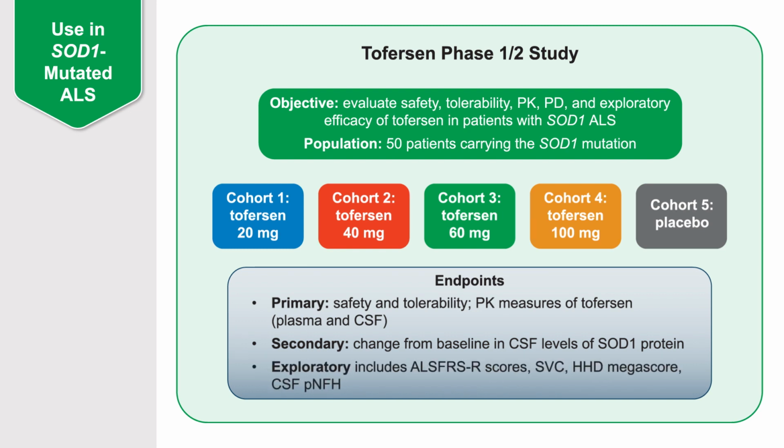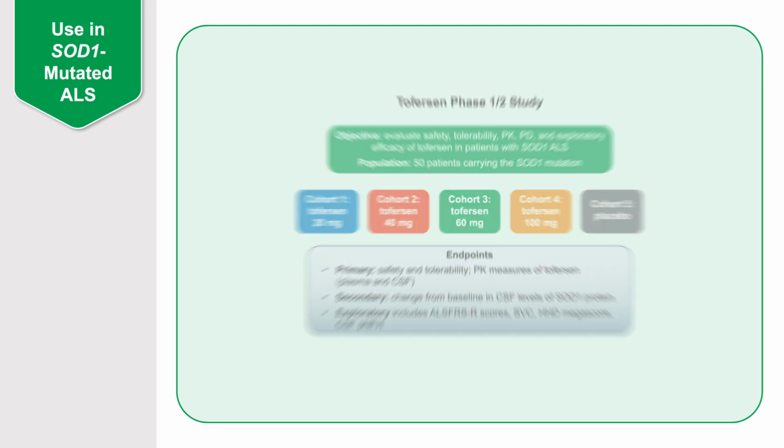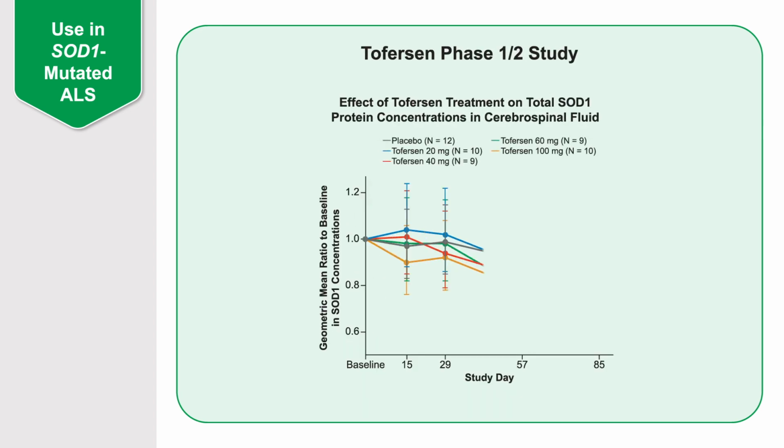Exploratory endpoints included clinical measures like the ALS Functional Rating Scale, vital capacity to measure breathing, and muscle testing, as well as cerebrospinal fluid phosphorylated neurofilament heavy chain. In the early phase clinical trial of tofersen, the highest dose, which was 100 milligrams, was associated with a 37% reduction in cerebrospinal fluid levels of SOD1 compared to placebo.